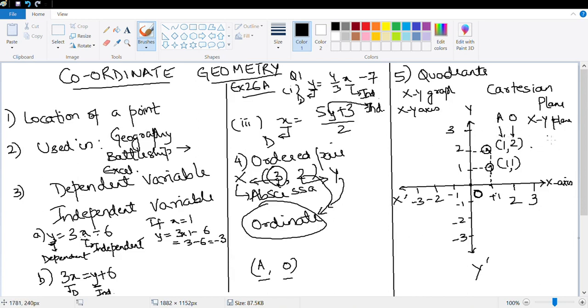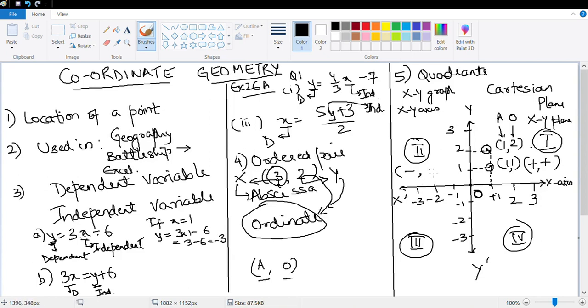Now this plane is divided in 4 quadrants. This is my first quadrant, this is my second quadrant. Quadrant means divided into 4 equal parts. So this is my second quadrant, this is my third quadrant, and this is my fourth quadrant. In quadrant 1, the value of x is positive and the value of y will also be positive. In quadrant 2, the value of x is negative and the value of y will be positive. In quadrant 3, the value of x is negative and the value of y is also negative. Whereas in the last quadrant, the value of x is positive, whereas the value of y is negative.